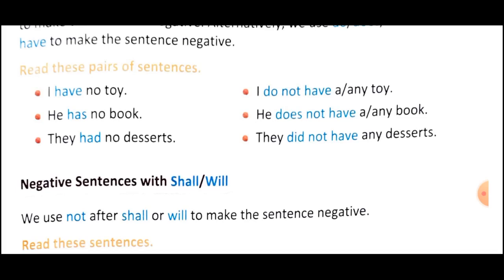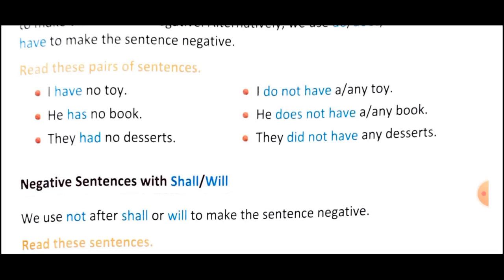In I have, there is a do hidden in this main verb. So here to make it negative, to add not, we will separate do from the main verb, and the sentence will be written as I do not have a toy, or I do not have any toy. Next is he has no book. Here has is the main verb that shows the possession or ownership.